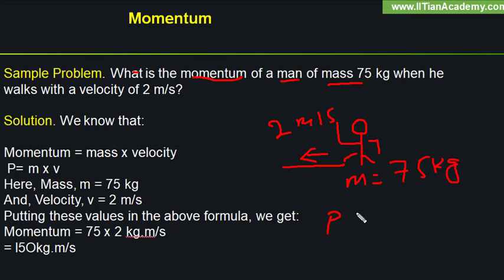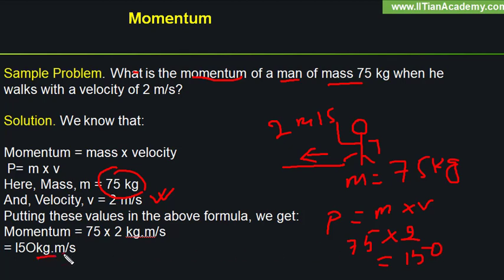We have learned the formula: momentum is equal to mass into velocity. Mass of the man is how much? 75 kg. And its velocity is 2 meter per second. So what is the momentum? Very simple: mass into velocity. So 75 into 2. 75 into 2 is how much, guys? It is 150. And what is the unit?